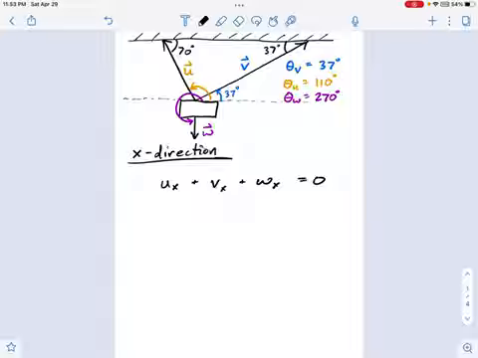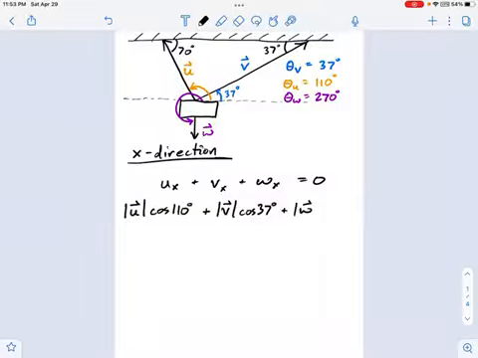Well, let's go ahead and figure out what these things are. Ux is going to be the magnitude of u times the cosine of its angle, 110 degrees. Vx is going to be the magnitude of v times the cosine of its angle, which is 37 degrees. That's the one on the right. And then we have the magnitude of w times the cosine of its angle, which is 270 degrees. And this all equals 0. Now, the nice thing about the weight going straight down is we know the cosine of 270 is just 0. So that term cancels out, and we can stop worrying about that.